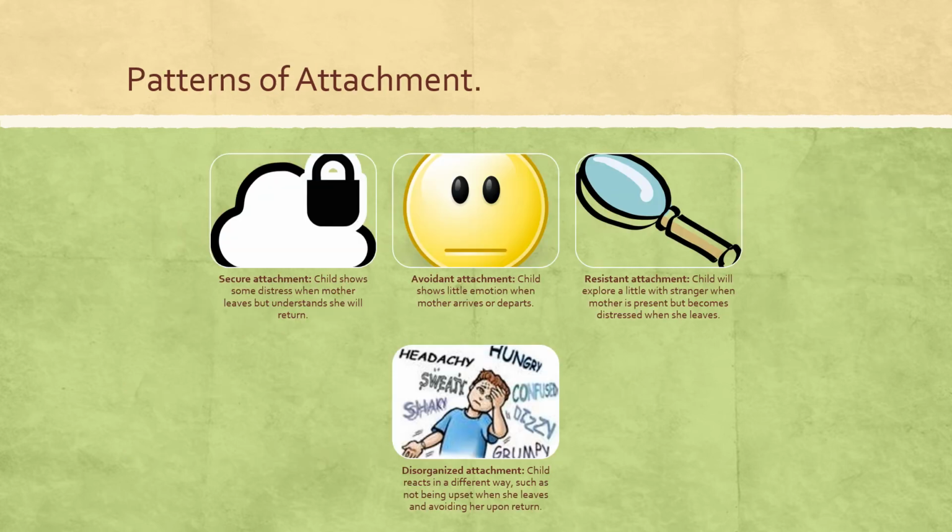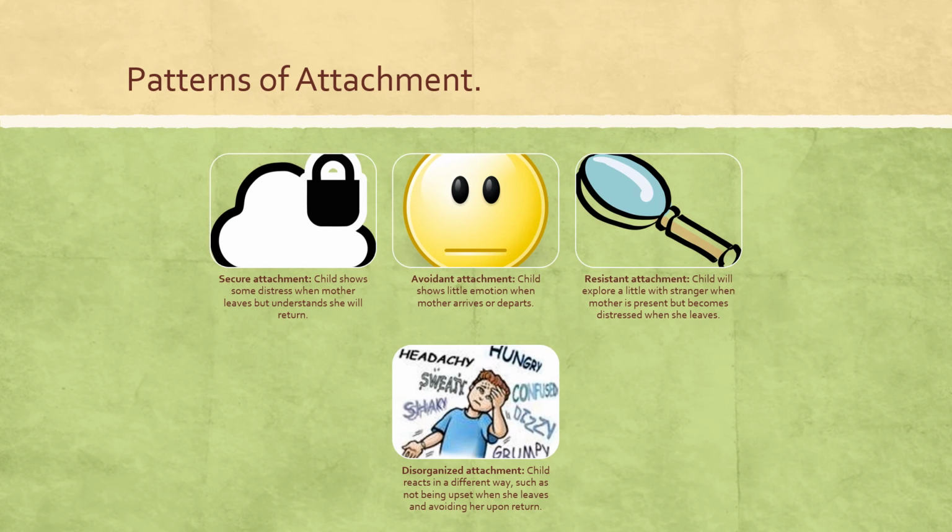So the first one is the secure attachment. The secure attachment states that a child would show some distress when the mother left, but understood that she would eventually return. So the mother would leave, and the child would become upset a little bit, but they also realized that mom's coming back.